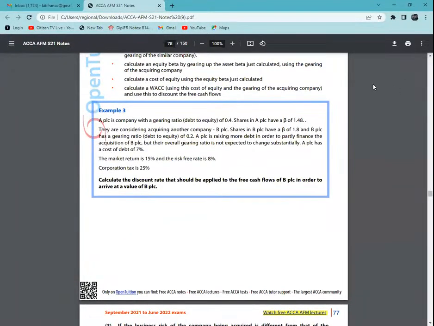Example 3. You'll be able to get this from the book that I've just shared with you. Example 3, quite an easy one. So I'm giving you 2 minutes, and ensure that you're able to get this question correctly.